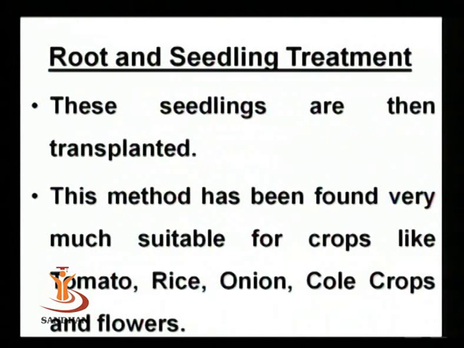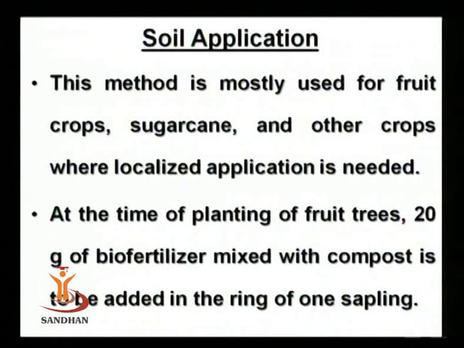Now then we have to discuss what they will do. So these seedlings are then transplanted. This method has been found very much suitable for certain crops like tomato, rice, onion, cole crops and flowers.